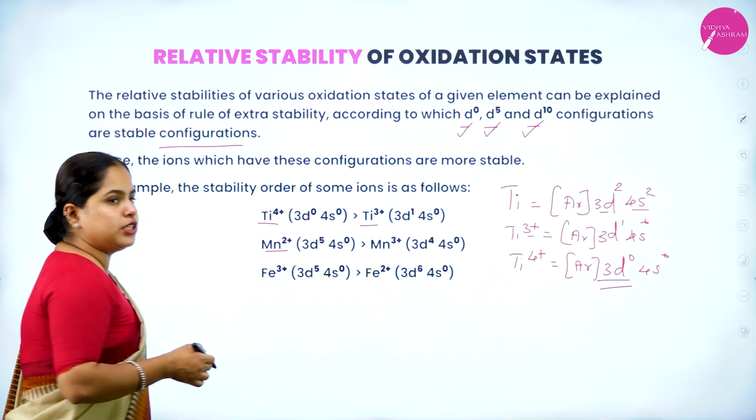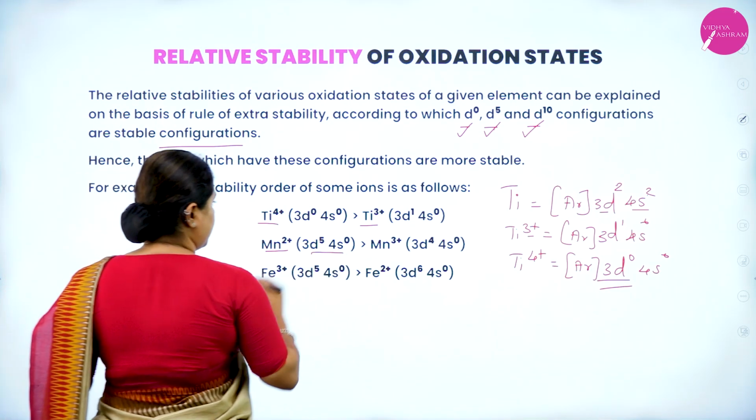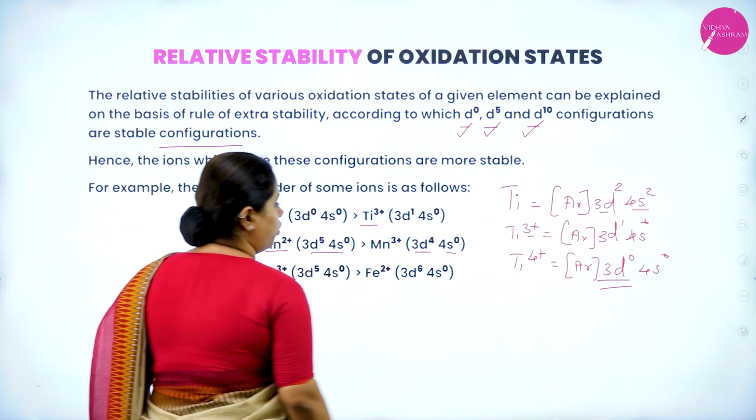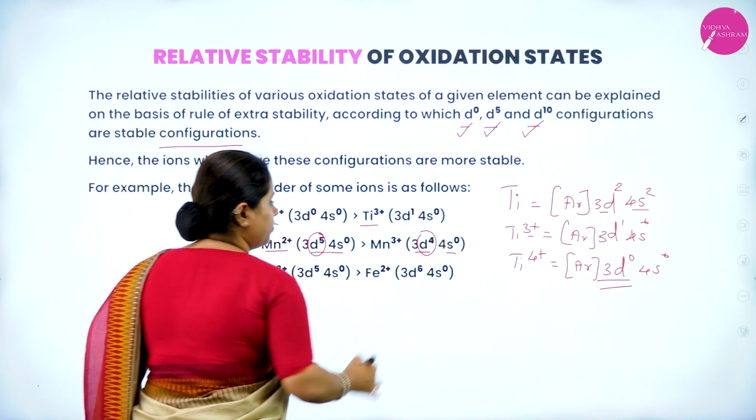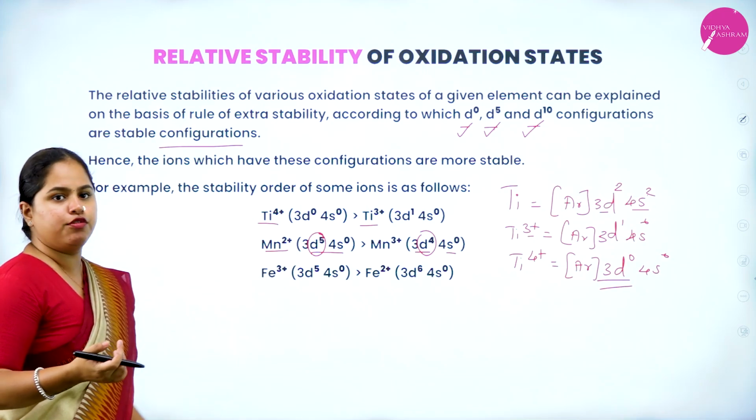Now manganese, Mn2+ will be 3d5 4s0 and Mn3+ is 3d4 4s0. So from here itself you can see you have 3d5 and 3d4. Which one will be more stable? Of course, 3d5 will be stable.